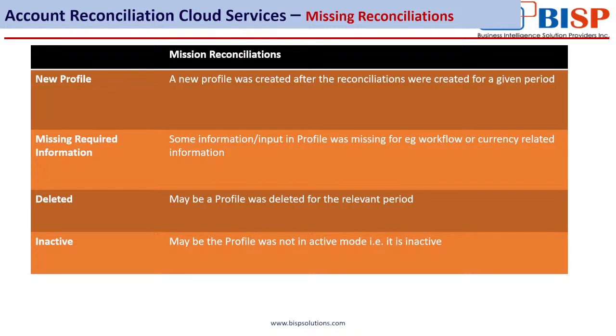The second is missing required information. Maybe in the profile section we may not have input all the required data. For example, in the workflow tab we may not have given the close date or the end date, or have not defined the proper username in it, which may also lead to missing reconciliations. Also, maybe a profile was deleted for that relevant period, or might have been used for some other period. In that case also, somebody has deleted it, and the reconciliation will be missing.